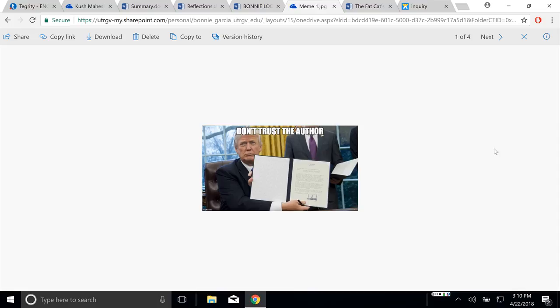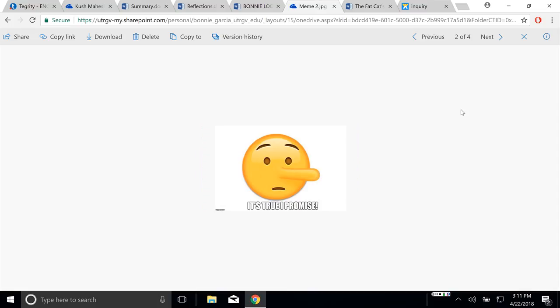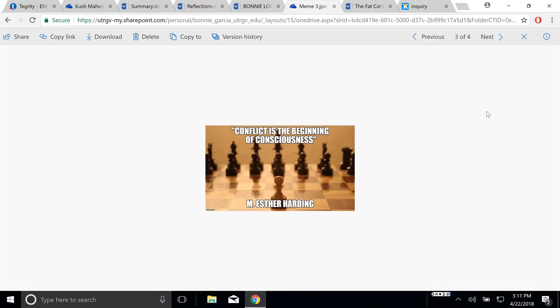Just one interesting tidbit, because I find it fascinating: meme is derived from the term gene, which genes are inherited and passed on. The guy who created the name meme was thinking, well, a meme is a cultural unit that is inherited and passed on. So here, obviously, don't trust the author. This is just a funny, humorous political depiction of not trusting secondary sources. It's true, I promise, the typical classical Pinocchio, like I'm telling the truth. And then, conflict is the beginning of consciousness, kind of a deeper one, something you'd see posted on the side of a building or something.